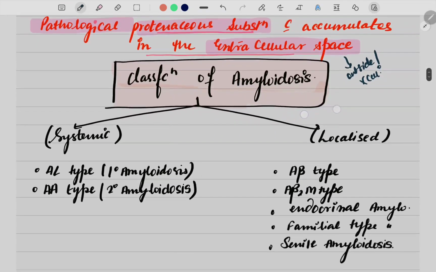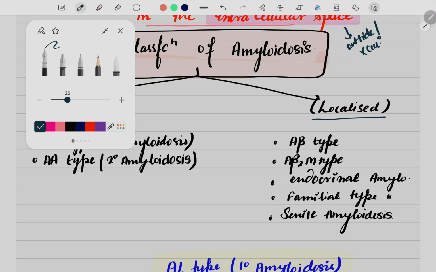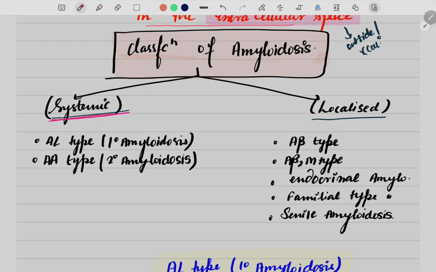Moving ahead with the classification of amyloids, we have either the systemic ones or the localized ones. Looking at the first one, the systemic one, it could be of two types: the AL type, that is the light chain, and the AA type. Now the AL type is said to be primary amyloidosis and the AA type is said to be secondary amyloidosis. Clear with this? Now coming to the localized one, which is localized to one particular location. Here we have the A beta type, A beta 2M type, endocrinal amyloidosis, familial type, and the senile amyloidosis. Senile is basically old age.